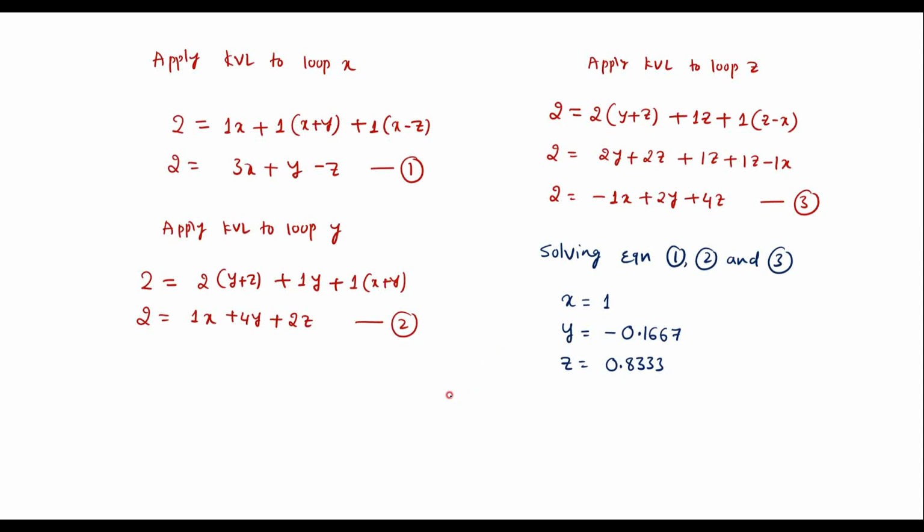So we can say I is equal to Y plus Z, which is equal to minus 0.1667 plus 0.8333. Solving this, we'll get I is equal to 0.667 amps. So this is the solution for the given circuit.